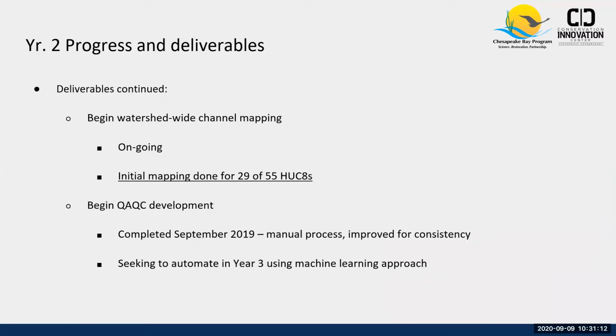In year 2, we also began watershed-wide channel mapping, which is still ongoing. And we've produced initial channel maps for 29 of the 55 HUC 8s in the Chesapeake Bay watershed. And these are just the pre-QAQC channel maps, so they've not been classified into different stream and non-stream features.